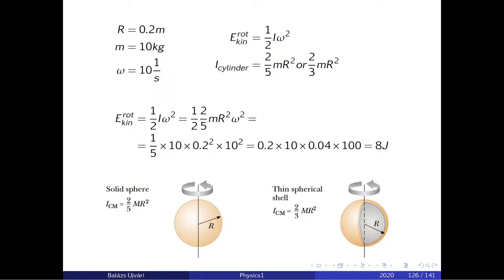Alright, let's rotate the ball. For example, in this case, a full sphere, same dimensions, 0.2 radius, 10 kilograms, and angular velocity is 10 1 over s. If we calculate it, this is 8 joules.